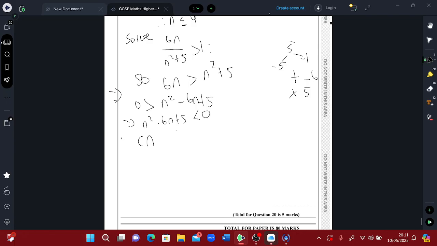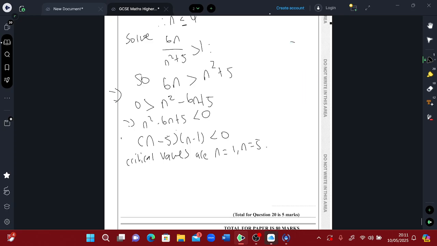So I believe it should be n minus 5, n minus 1, less than 0. Check this, we can expand quickly. n squared minus n minus 5n gets you minus 6n, and minus 5 times minus 1 you get 5. Cool. Which means the critical values are, you don't have to write critical values, but I'm just going to show clearly, n equals 1, n equals 5. Now this helps us to draw the quadratic here, because the idea is we're going to spot where the region, the graph goes below the x-axis. You'll see this in a minute.